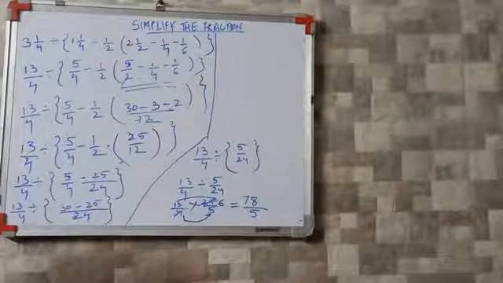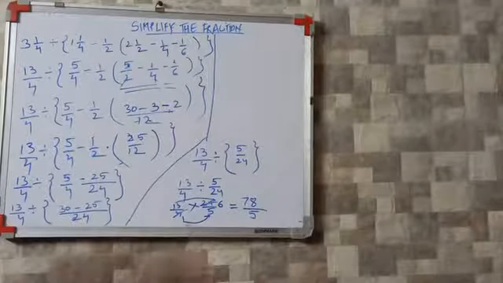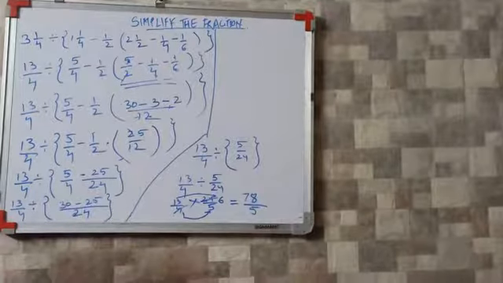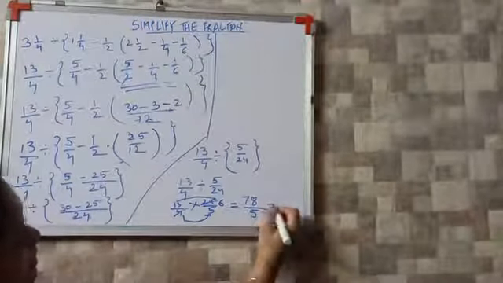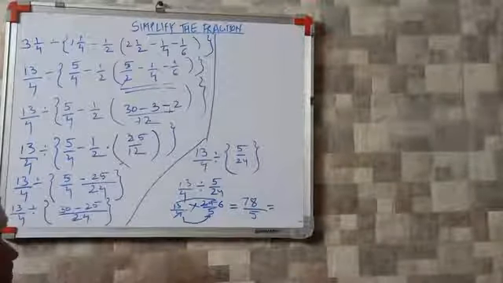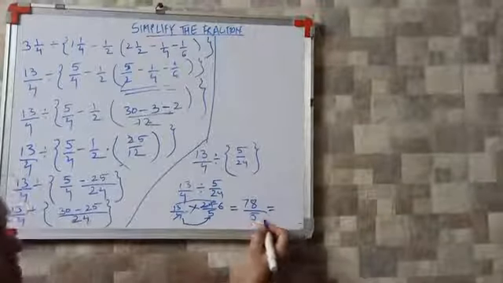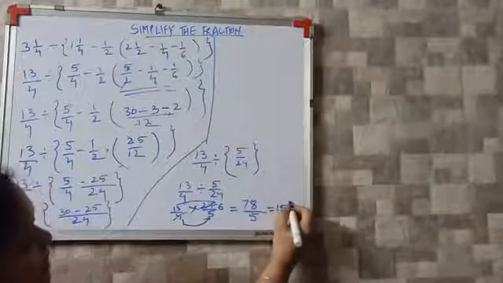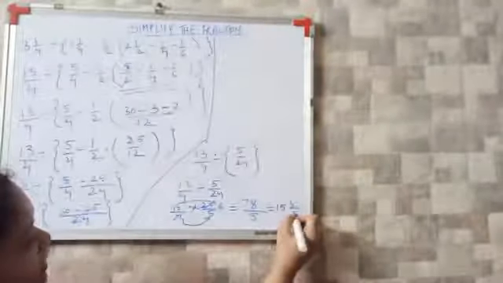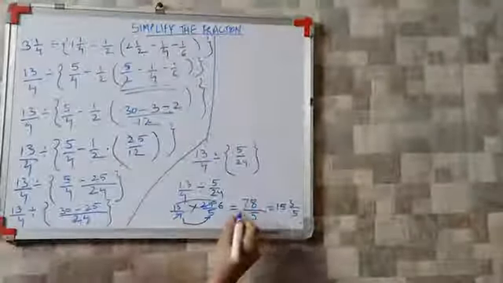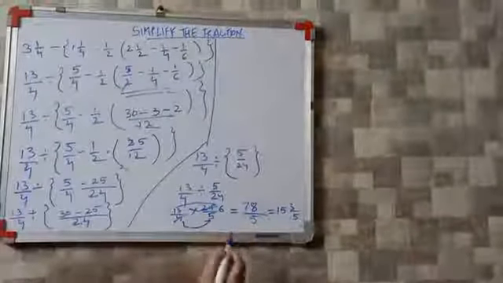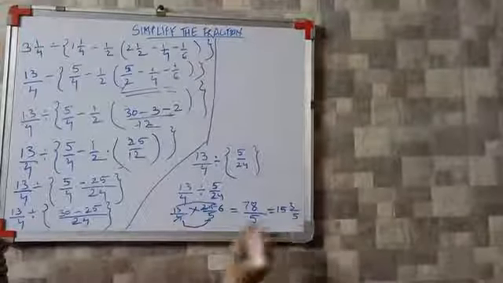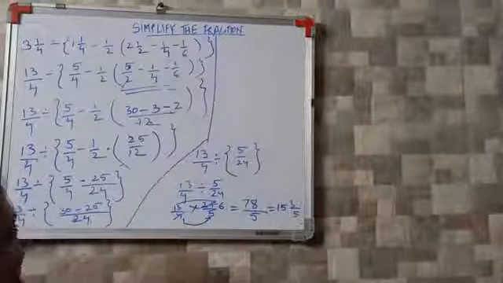But our answer is coming in improper fraction. The whole question is given in mixed fractions, so the answer should be in mixed fraction. So again, convert this into a mixed fraction. When you convert this into a mixed fraction, you will get 15 3 upon 5. When you divide 78 by 5, you will get 15 3 upon 5. This is the answer. Thank you.